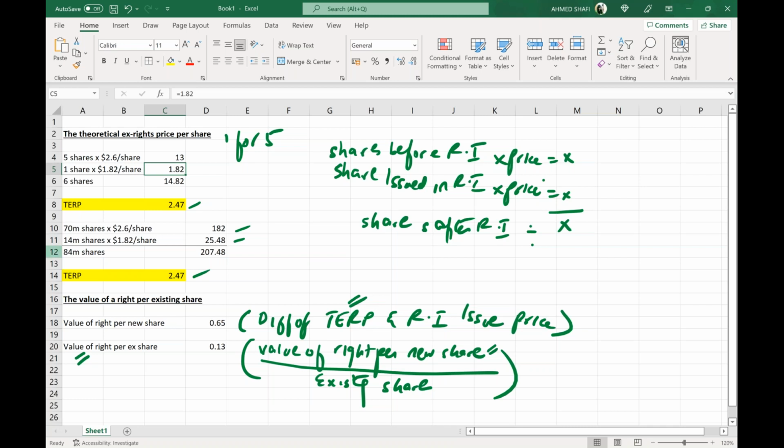How do you get value of right per existing share? The formula is value of right per new share over existing shares. So you first need value of right per new share, which is the difference of TERP and rights issue price. TERP is 2.47, rights issue price is 1.82. The difference is 0.65. And value of right per existing share is 0.65 over 5 existing shares. I hope it's clear now.